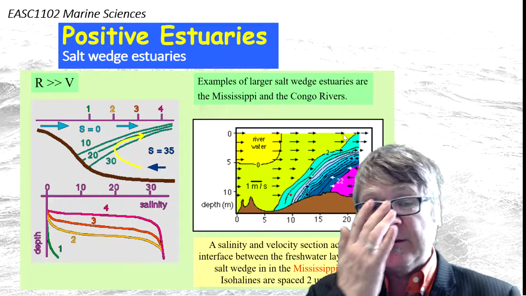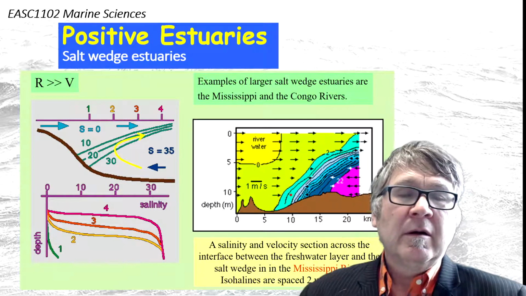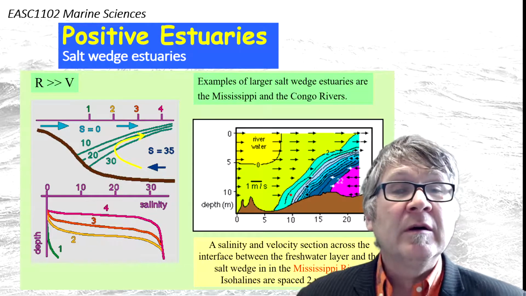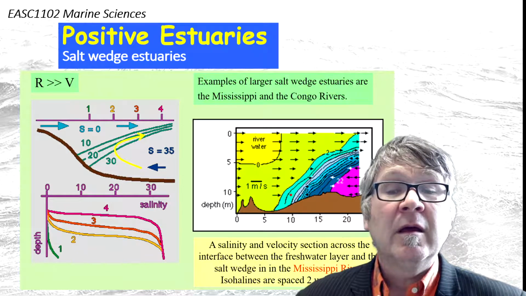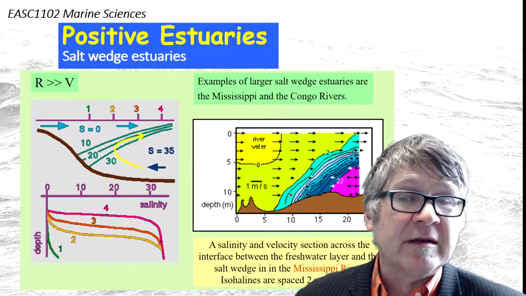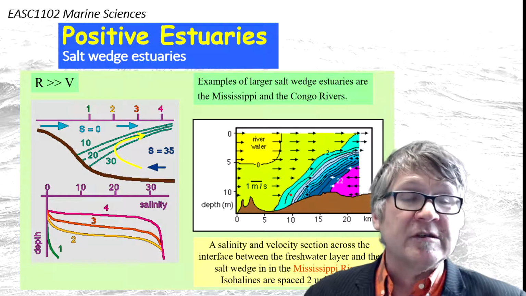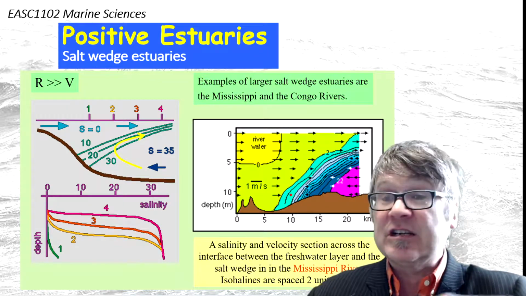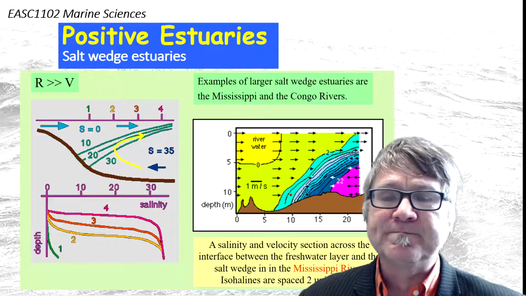Let's have a look at the first one. The first one is called a salt wedge estuary. It's one where the freshwater input, or the freshwater volume, exceeds the tidal volume by far. So the tides have a relatively small impact on what's happening in these estuaries. What we find in these estuaries is a so-called salt wedge. It's a layer of saline water essentially just sitting inside or near the front of that estuary.